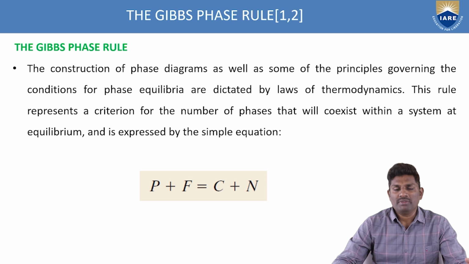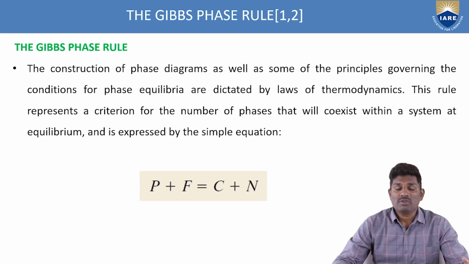The main importance of this Gibbs rule is that it gives us the relation between the number of phases, the concentration as well as the externally controlled variables. All these things combined give the relation with the help of this Gibbs phase rule. The construction of phase diagrams, as well as some of the principles governing these equations, will be done with the help of the laws of thermodynamics. These phase diagrams can be drawn with the help of the laws of thermodynamics and some variables. What the variables are we will see in the coming sessions.